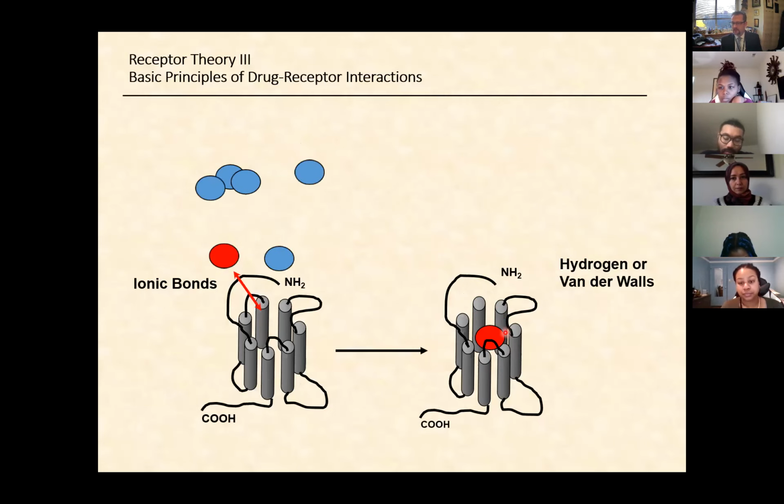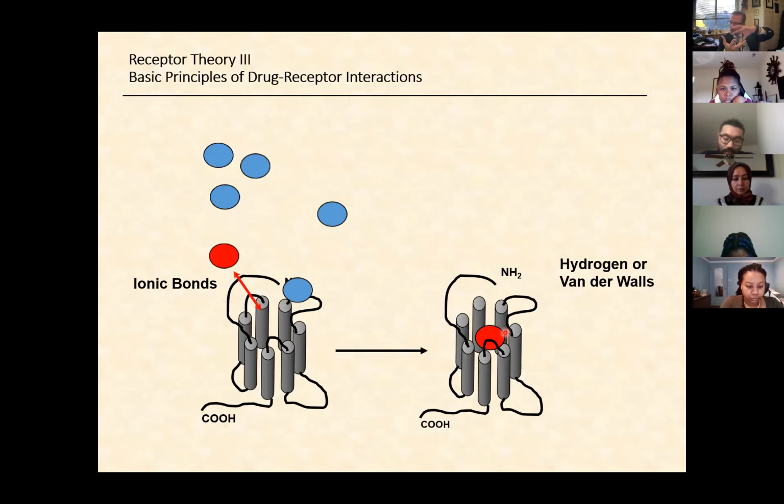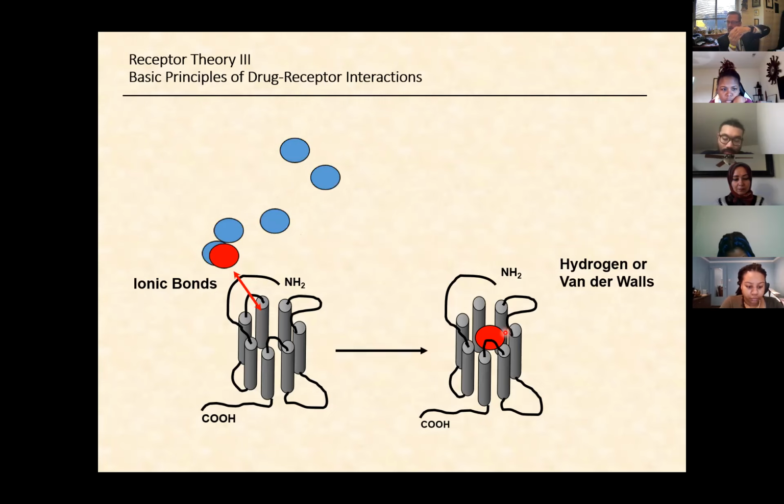Now, this isn't a perfect example because we don't necessarily see that round circle moving and orienting itself so that it can fit tightly into the receptor binding pocket, but that's occurred, okay?